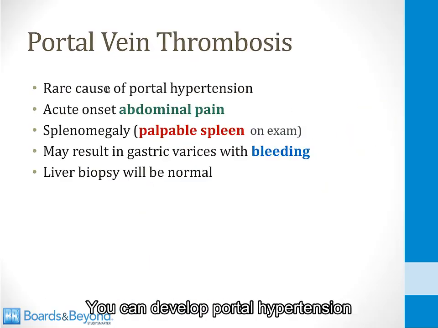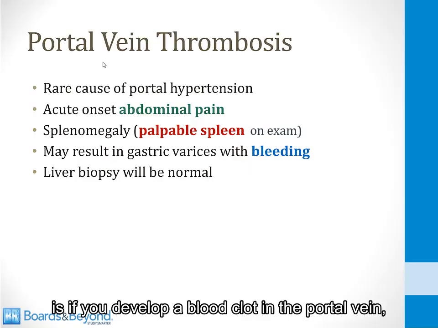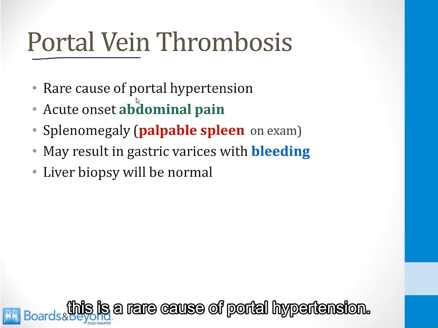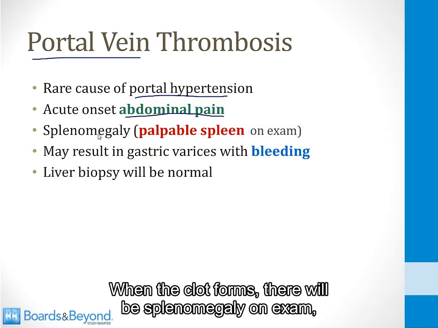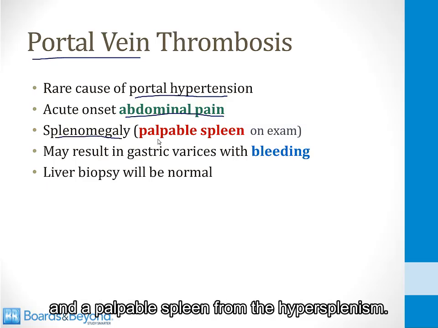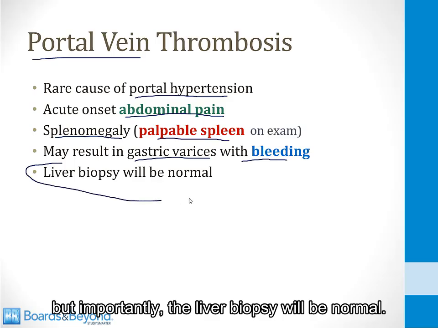You can develop portal hypertension without cirrhosis of the liver, and one of the ways this can happen is if you develop a blood clot in the portal vein. This is a rare cause of portal hypertension. It presents as the acute onset of abdominal pain when the clot forms. There will be splenomegaly on exam and a palpable spleen from the hypersplenism. The patient may develop gastric varices with bleeding, but importantly, the liver biopsy will be normal.